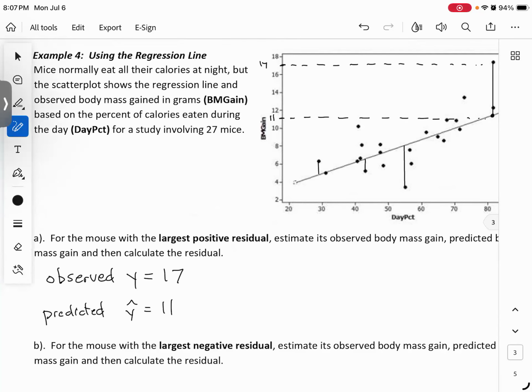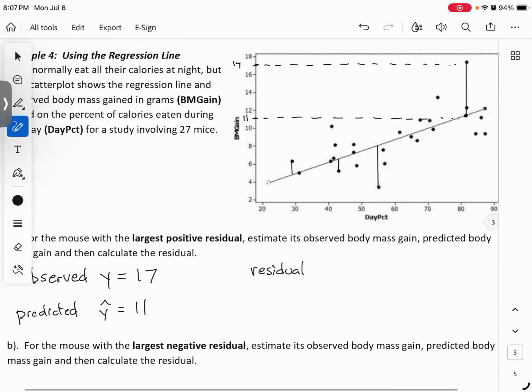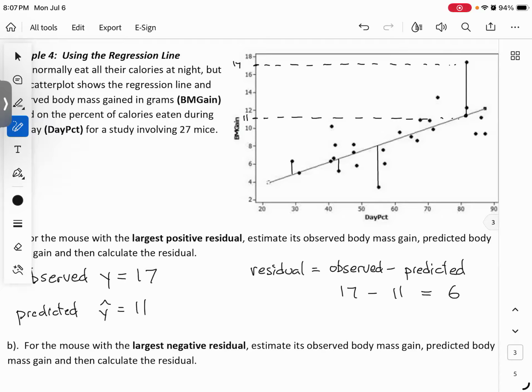And now with those two values, you're able to calculate the residual, which I'm going to put in words. It's always the observed minus the predicted. So it's whatever value you got from the dot minus whatever value you got based off of the line, which would be a value of 6. And you can see the distance is about 6, from 11 to 17.